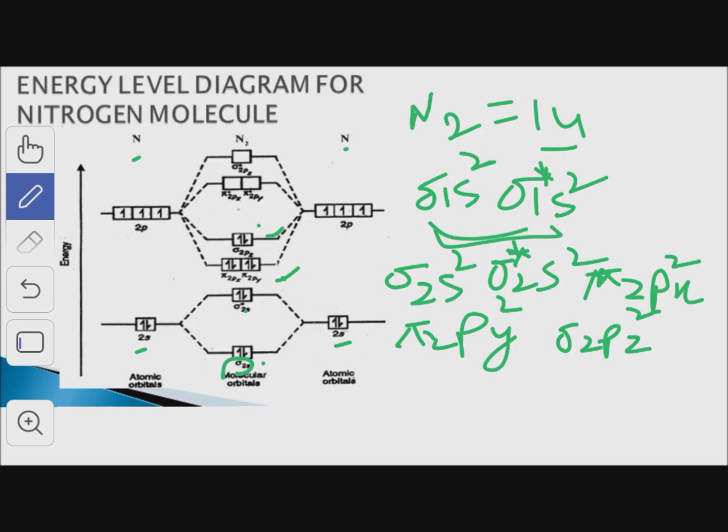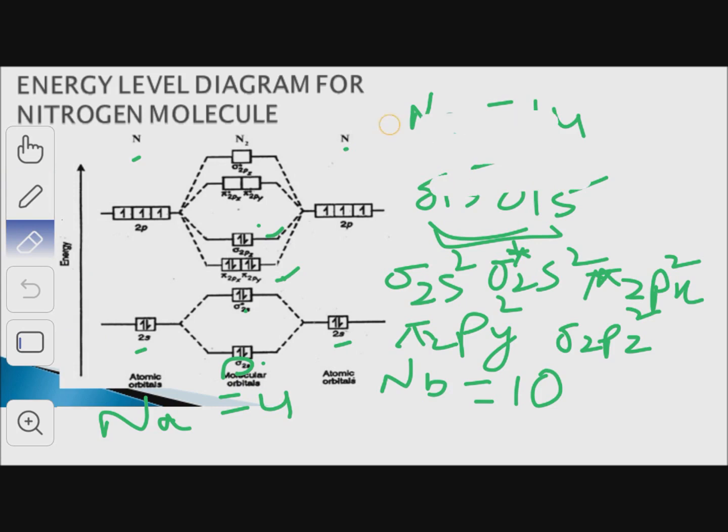And here the number of bonding electrons, Nb, in the case of the nitrogen molecule is 10, total 10 bonding electrons, and the anti-bonding electrons, Na, is equal to 4. And from here we can calculate the bond order of the nitrogen molecule.